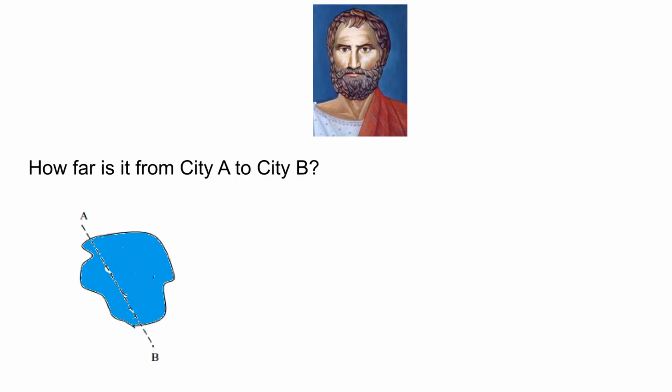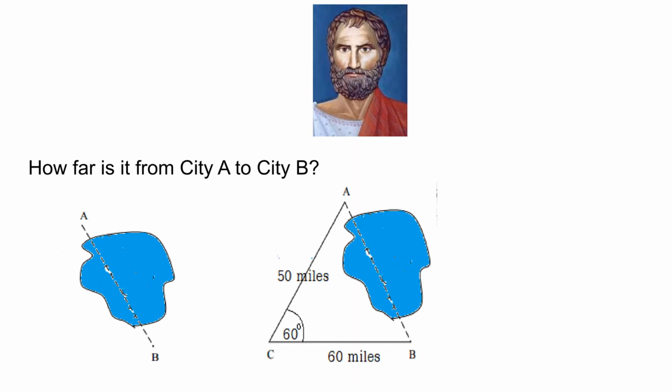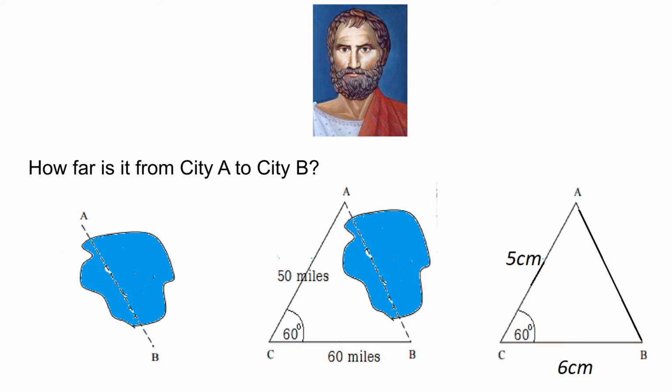For example, he was once asked to calculate the straight line distance between two cities, A and B, which were separated by a lake. And the way he did this was by pacing out a triangle that went around the lake, say 50 miles, and then measuring a certain angle, say 60 degrees. He was then able to construct a scale model, and then using the properties of similar triangles, he was able to scale up his model to work out the distance between the original two cities.